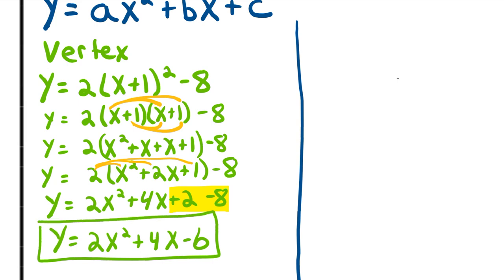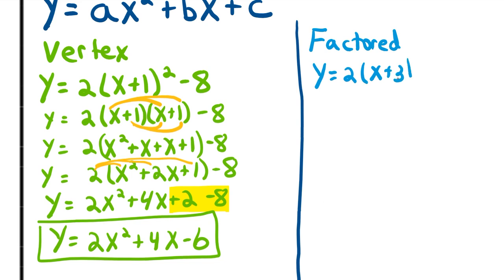So again, simply following order of the operations, we can go from vertex form to standard form. Finally, let's go ahead and go from factored form to standard form. So in factored form, we came up with y equals 2 times the quantity of x plus 3 times the quantity of x minus 1.